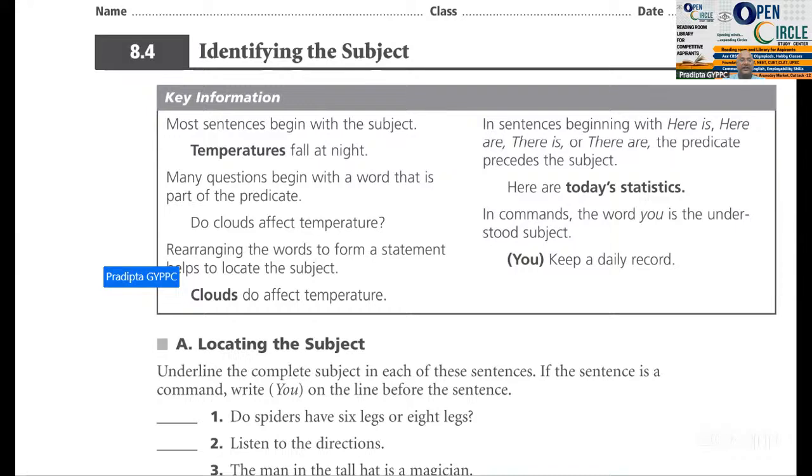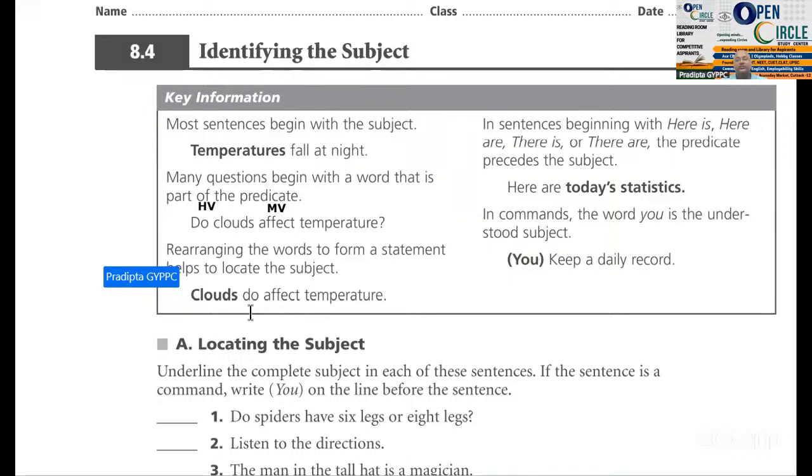Otherwise I would have moved ahead. Just a second, let me make the letters smaller. In this word, do is the helping verb. HV means helping verb. Affect is the main verb. Do clouds affect temperature? क्या बादलों की वजह से टेम्परेचर के ऊपर प्रभाव आता है? That's the meaning. Now, in this next sentence, clouds do affect temperature.